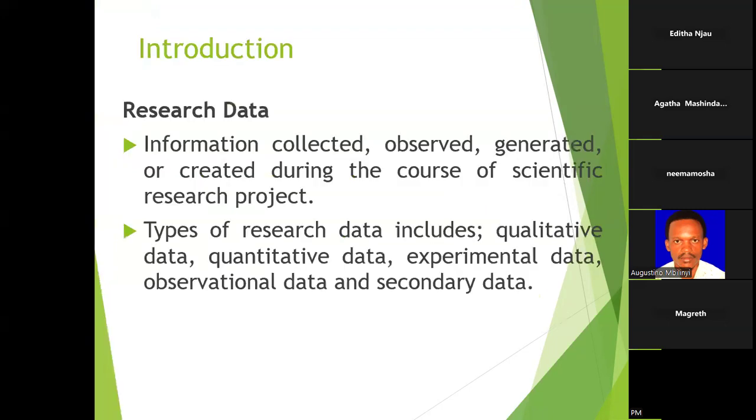So let us see what research data is. Research data are information collected, observed, generated, or created during the course of a scientific research project. Types of research data include qualitative data, quantitative data, experimental data, observational data, and secondary data.